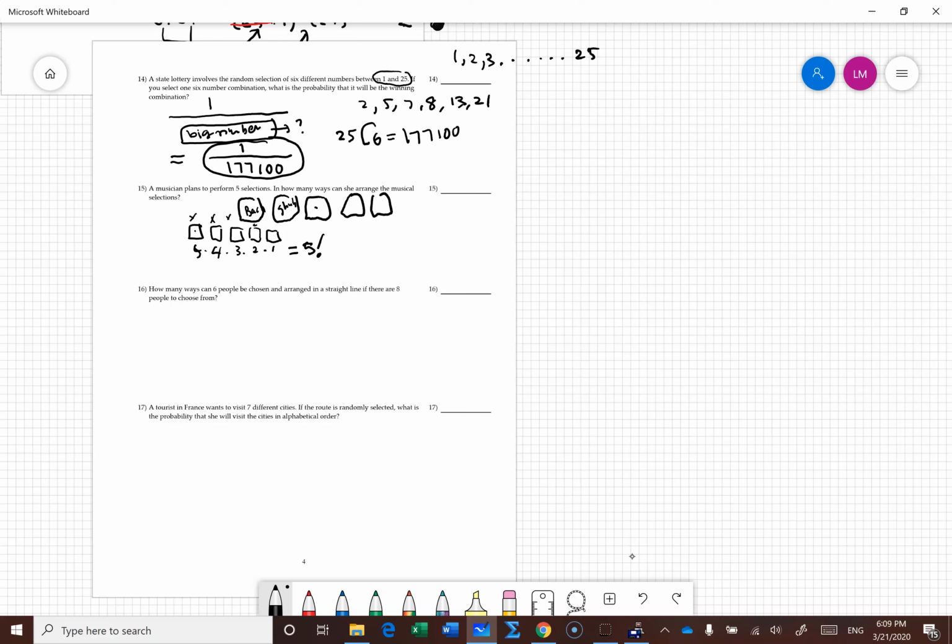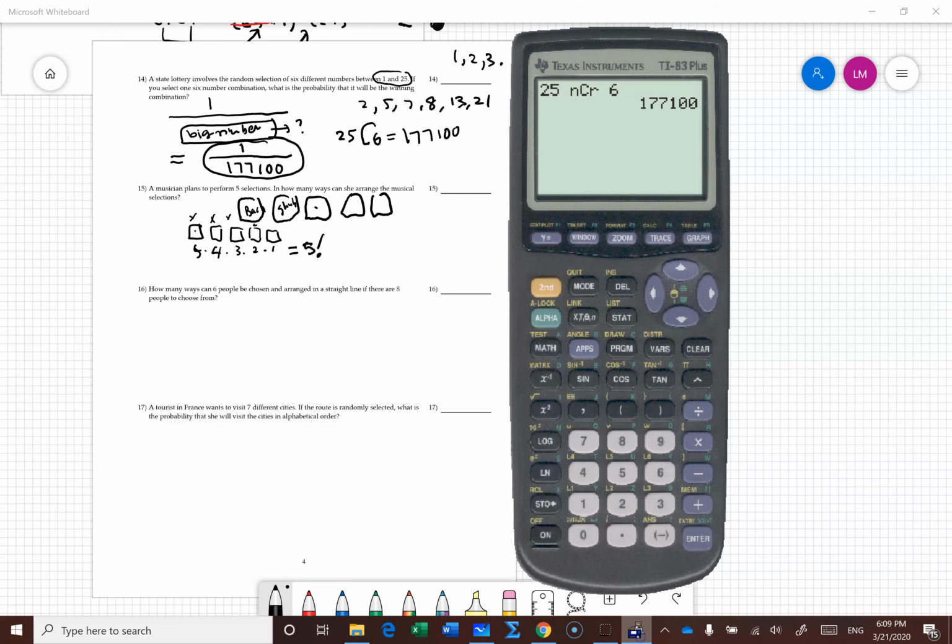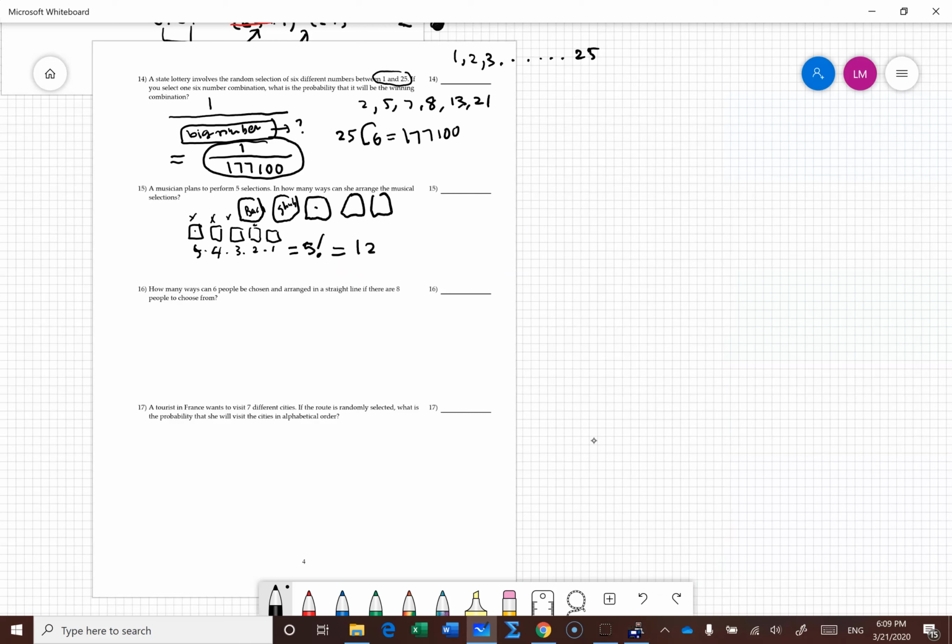How to put 5 factorial in the calculator? You put 5, go to math, PRB for probability, go to number 4. Number 4 is the factorial sign. So you hit enter again. It is 120 ways, right?